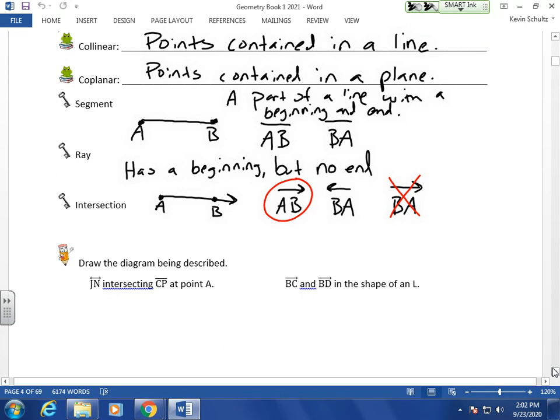Right? How about intersection? What's the definition of intersection?